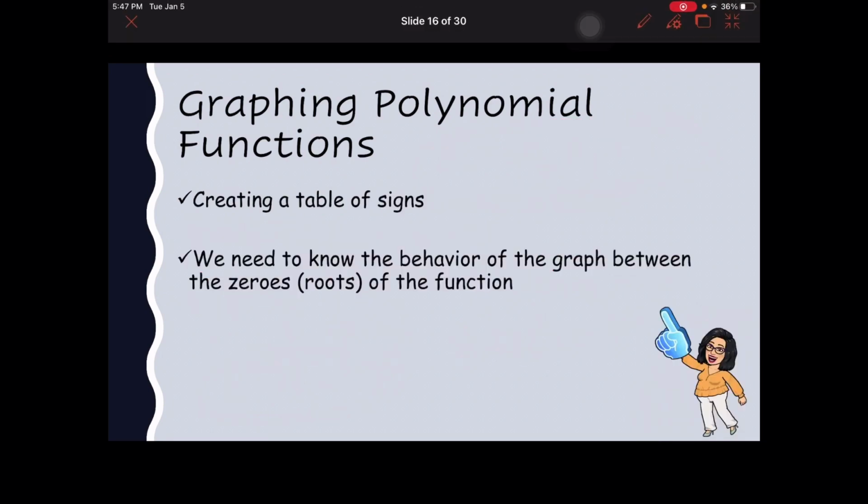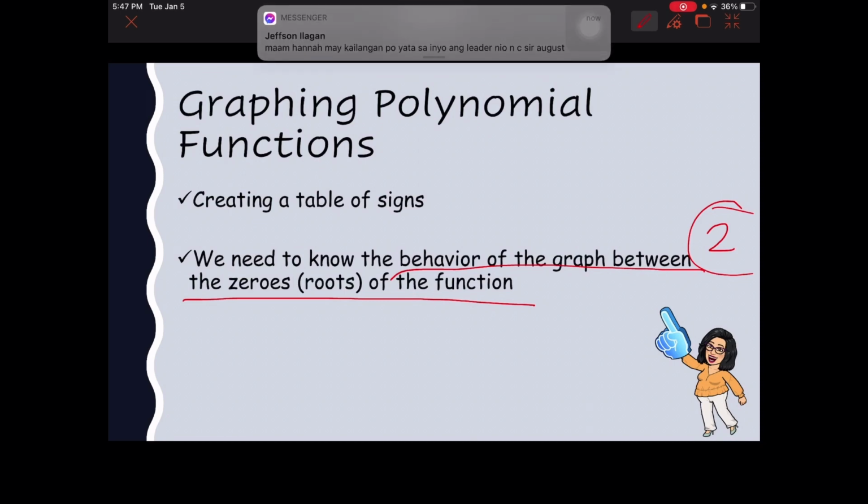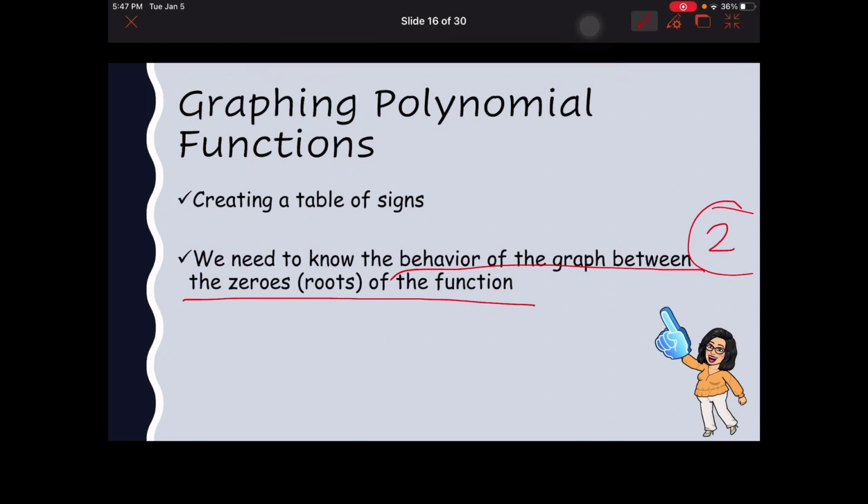So, ang next aspect po natin ay yung tinatawag na behavior of the graph between the zeros or roots of the function. So, ito po si aspect number 2. Ano po ang ibig sabihin yan? Ibig sabihin, yung behavior ng graph, kung siya ba ay nasa ibabaw or nasa ilalim ng ating x-axis. Okay? So, para magawa po natin yan, kailangan natin gumawa ng table of signs. So, I will walk you through kung paano pong gumawa ng table of signs para makuha natin yung behavior ng ating graph.